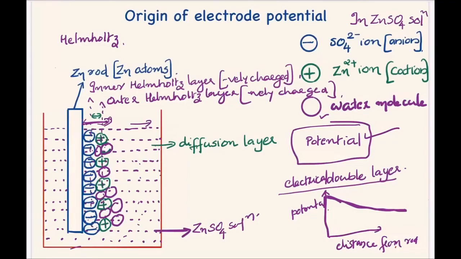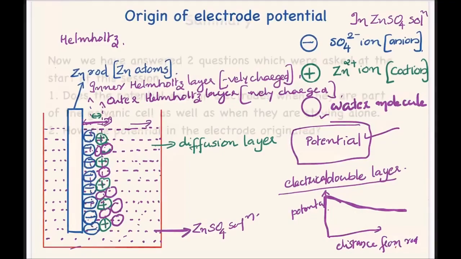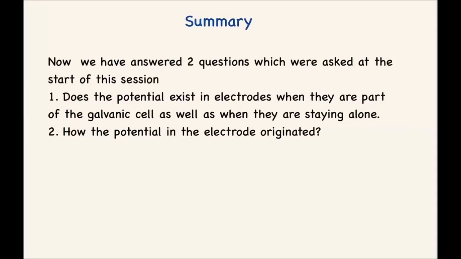Now we studied why potential is formed on the electrode. In summary of this session, we have answered two questions which were asked at the start of this session. We answered this question: does the potential exist in electrodes when they are part of the galvanic cell as well as when they are staying alone? We answered the question of how the potential in the electrode originated. So both the questions which were asked at the start of this session are answered now.